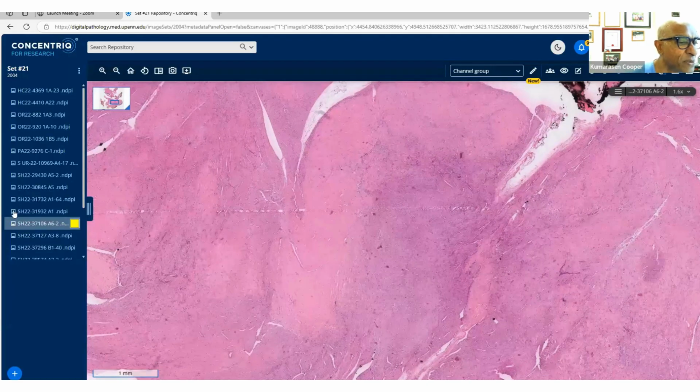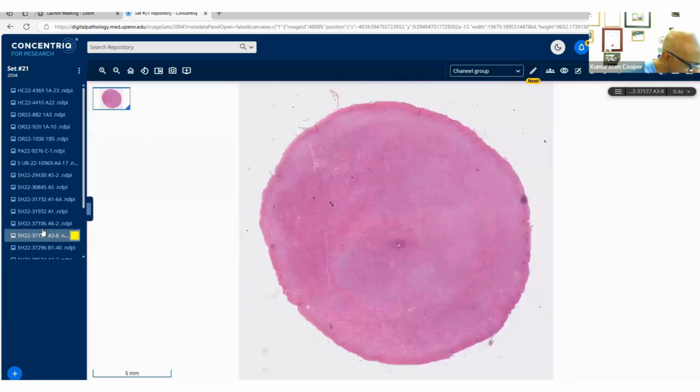Okay, we'll move to the next one. 37127. Okay, it's right there. All right, so another tumor, soft tissue, thigh, 58 male.